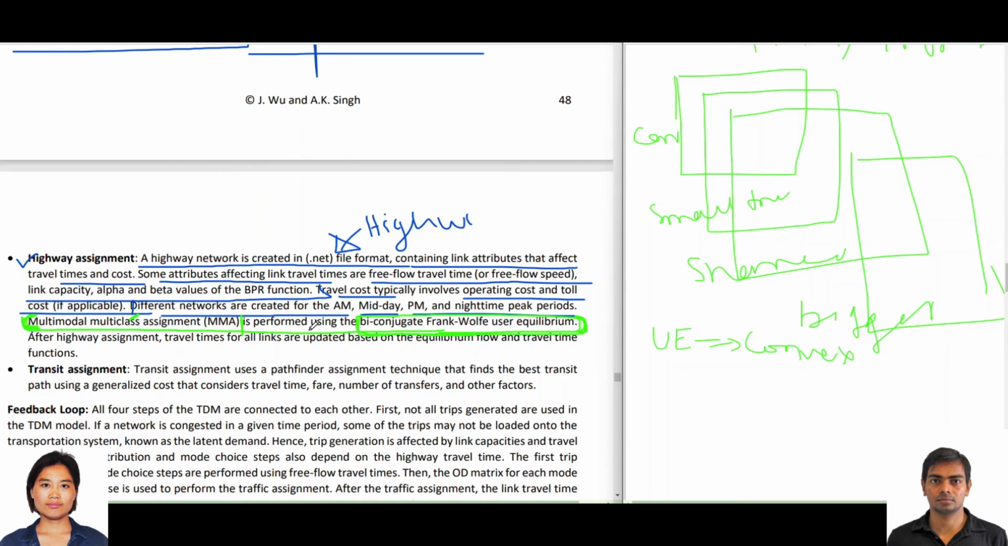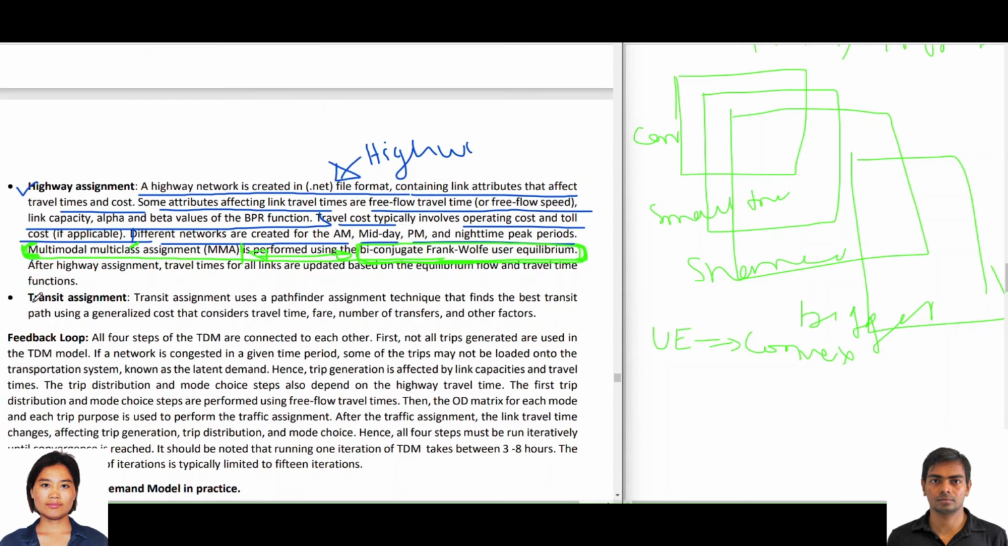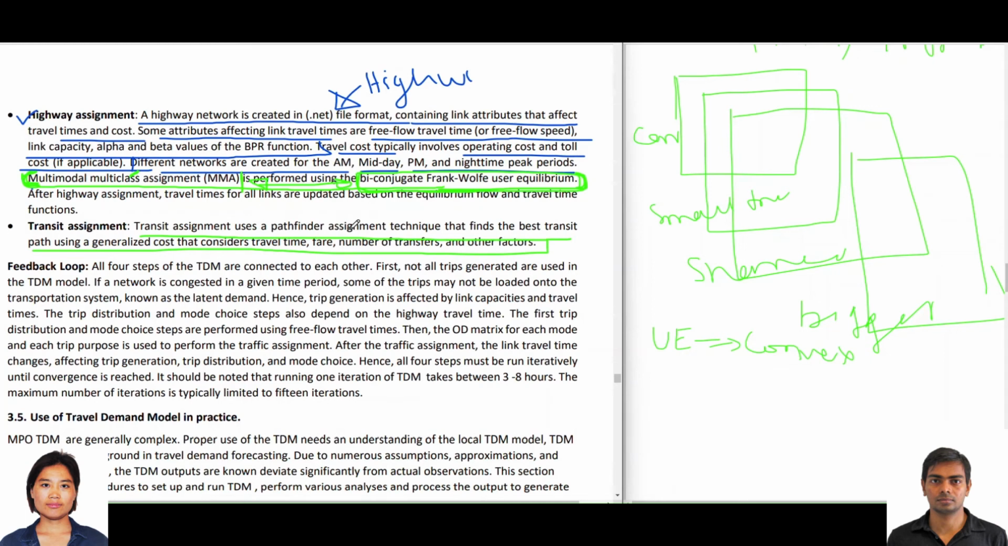We usually have to do traffic assignment several times by ourselves within TransCAD. So we need to be familiar with these terms so we can use them when we are manually doing the travel demand modeling calculations. Transit assignment uses pathfinder assignment techniques that find the best transit paths using generalized cost that considers travel time, fare, number of transfers, and other factors. I don't need to explain anything more on this.